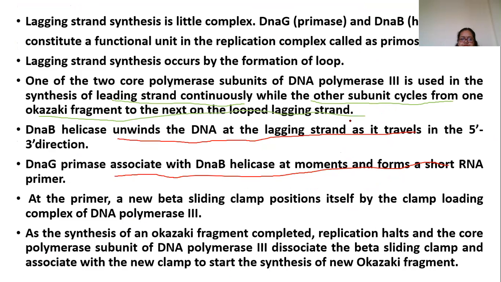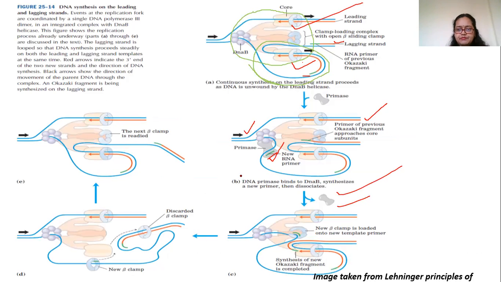Now at the primer, a new beta sliding clamp positions itself by the clamp loading complex of DNA polymerase III. At a primer, new beta clamp. Once the first one is completed, what would happen? It would dissociate itself in order to synthesize the next one. So you can see here, this is now free and initiated the synthesis of the new Okazaki fragment. Primer is here.